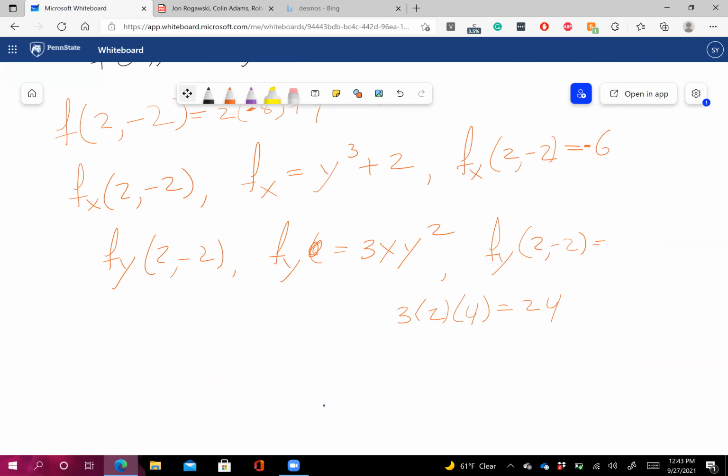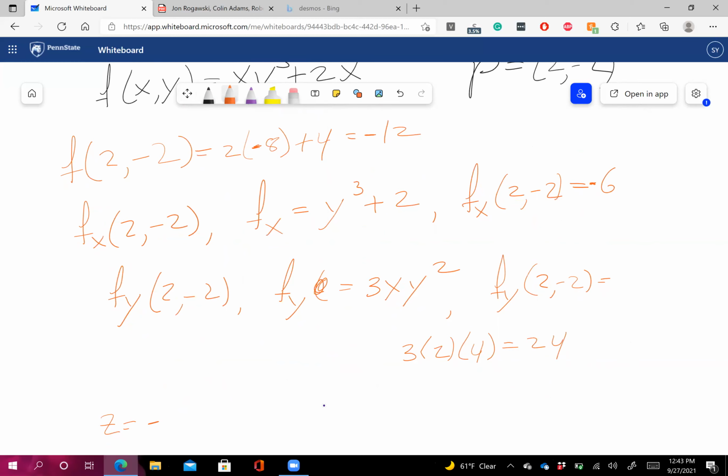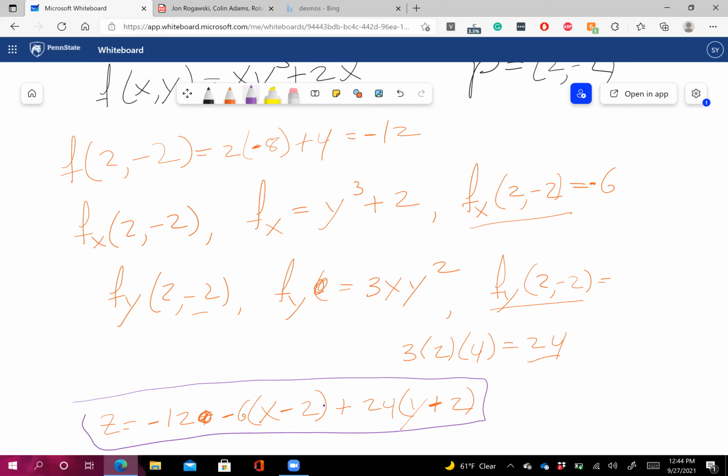So once we get these pieces of information, we can say that our z is going to be our f at A, B, which is -12, plus our partial of f with respect to x at 2, -2, which is -6, so -6 times x minus the x point, which is 2, plus the partial of f with respect to y at 2, -2, which is 24, times y plus 2, minus the y component. And this is our plane.